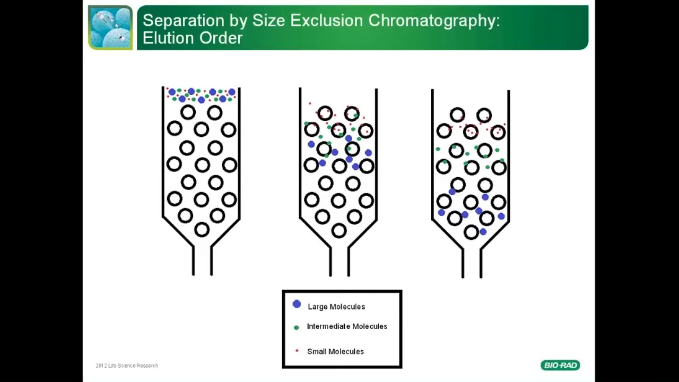So this picture is a very good representation of the mechanism of separation of biomolecules as they move through a size exclusion column. From this, you can also see what we refer to as the elution order, or the order that biomolecules leave a column and are then detected and collected.